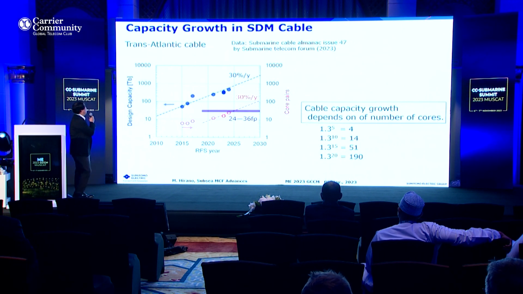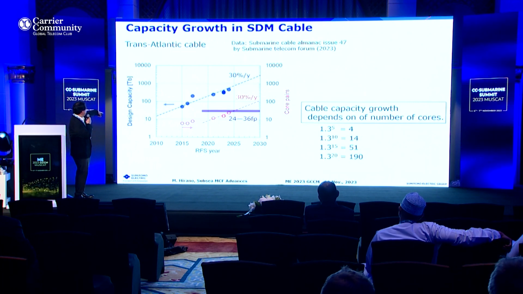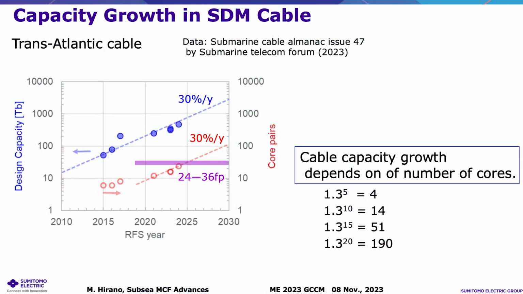And another important thing is this view graph. This view graph shows the designed capacity and the pairs of the core in a single cable. The capacity is increasing steadily, 30% per year. The number of pairs in a single cable did not change much before 2020, before the introduction of the SDM system.